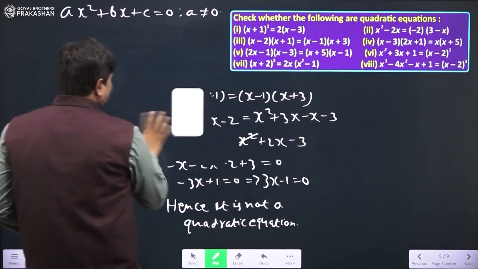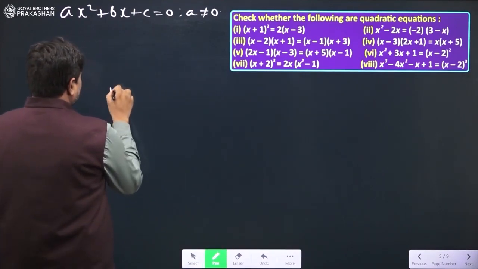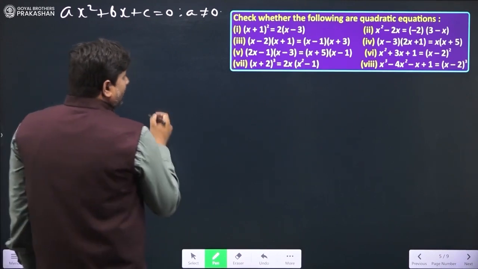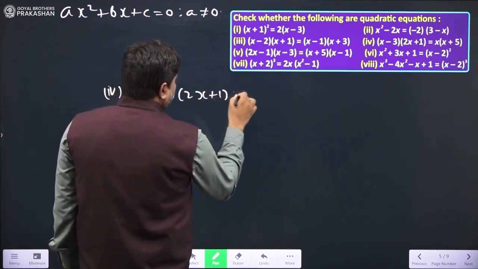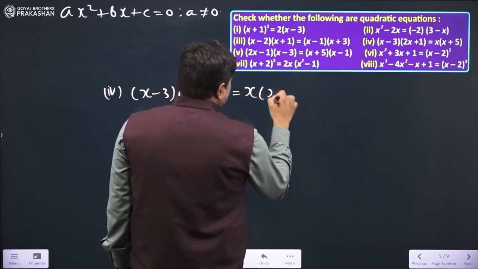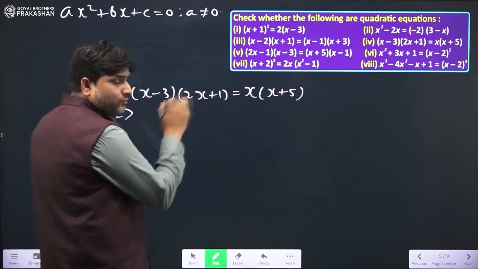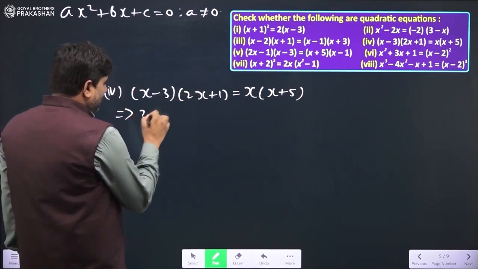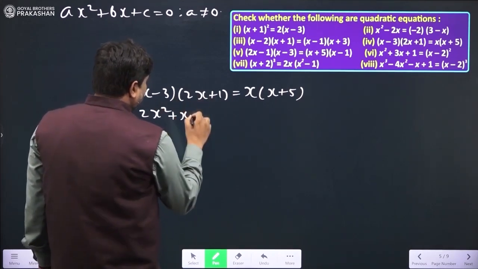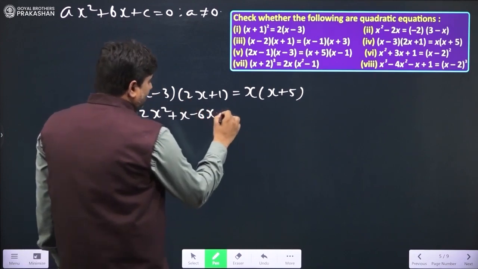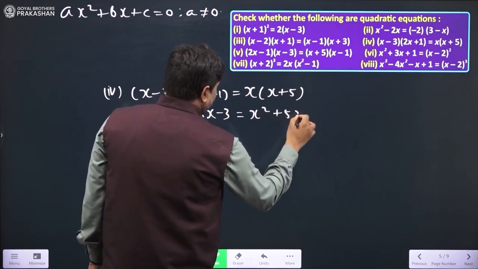Now moving to fourth part of it. It is x minus 3 into 2x plus 1 is equal to x into x plus 5. Okay. So in LHS we have to multiply these two brackets. So x into 2x, it is 2x square, x into 1, x, then minus 3 into 2x, minus 6x, minus 3 into 1, minus 3. In RHS, x into x, x square, x into 5, 5x.